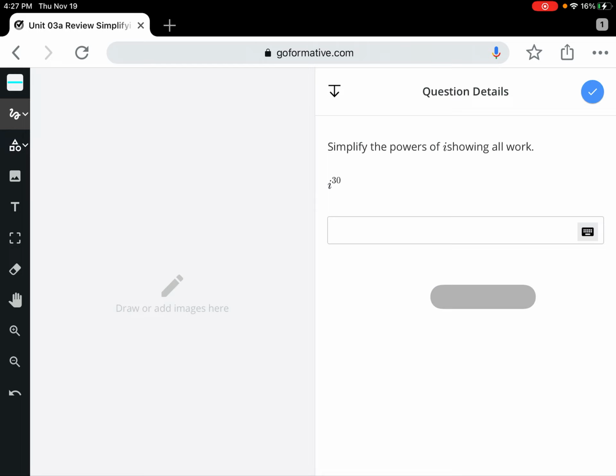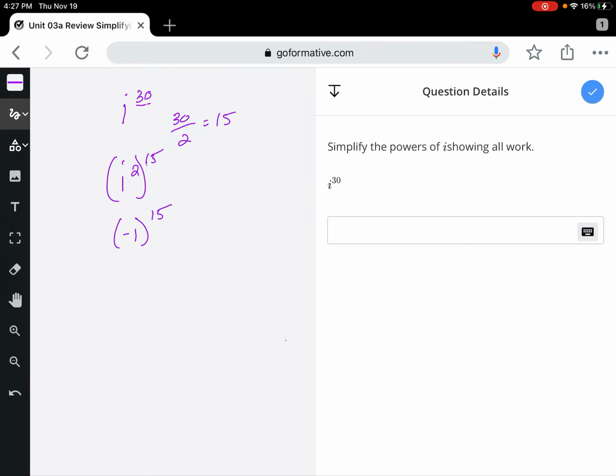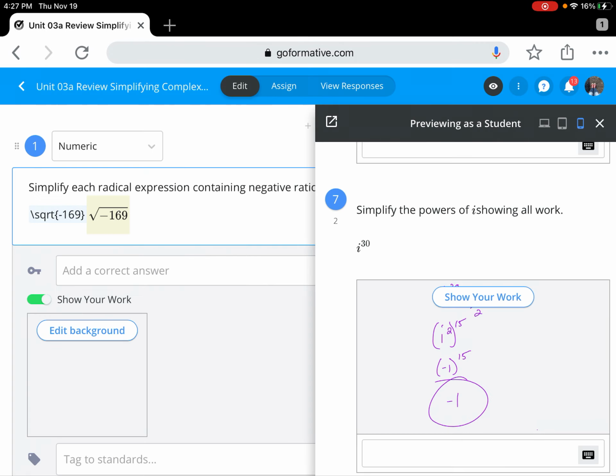Okay, so now we're on to powers of i, and I think that some of you need work with this definitely. So I have i to the 30th. The first thing I do, okay, I know it's even. So what I do is I take my exponent and divide by 2. So I'm going to rewrite this. This is going to be i squared to the 15th. i squared is -1, and -1 to the 15th is -1. That's my answer.